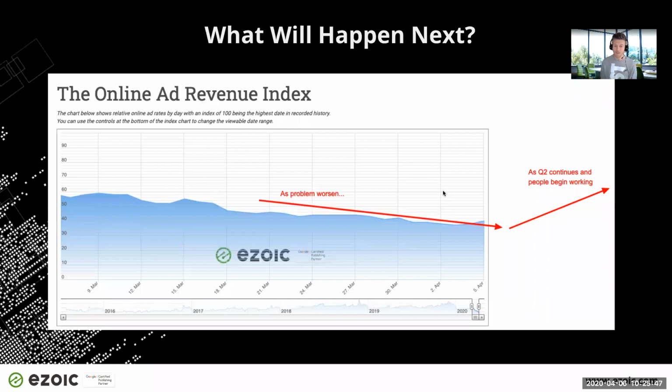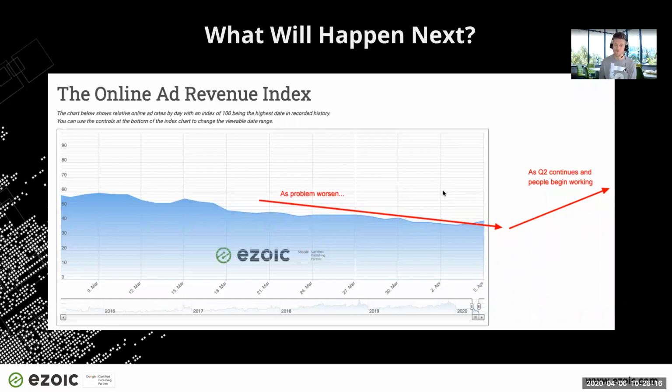So what will happen next? Well, as the problem continues to get worse, and by the problem, I mean the pandemic, you can expect advertisers to continue to try to hoard as much cash as possible. But as people go back to work, Q2 is likely to start to improve. Traditionally, the end of Q2 has performed pretty well. And so if advertisers are confident that things are going to start improving, the spend will increase and demand will start to go back up.